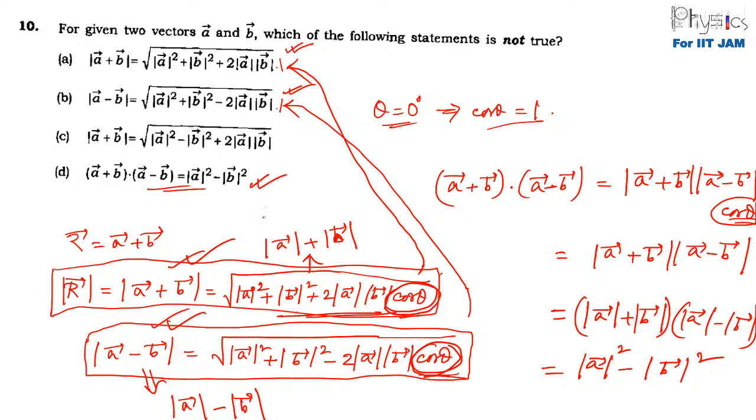It is also true, but this will never happen. This is not true. That means this is our correct answer. So our correct option is option C, mod of a vector plus b vector equal root over mod a vector square minus mod b vector square plus 2 mod a vector times mod b vector. Malaya and Pooja, your answers are correct. It is option C.